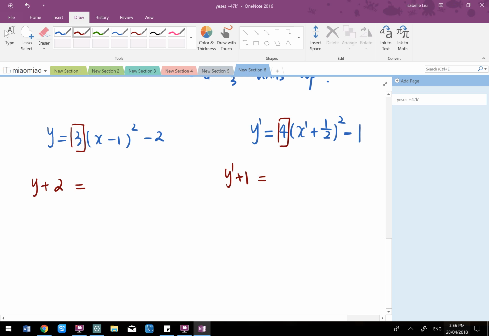But I can't just get the 4 by itself stay there. It's not satisfying what I want. Therefore, this 4 and 3 must combine together in the bracket, which means this 4 needs to walk into the bracket. This 4 needs to go inside. How can this 4 go inside?